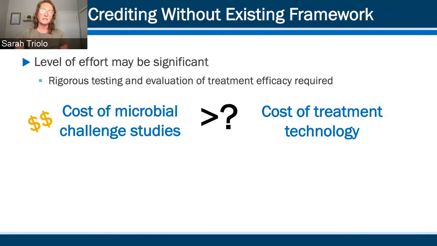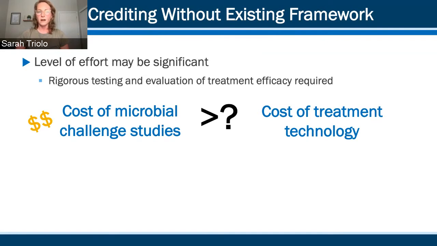But one of the things that we tell people is that it is likely to require a significant level of effort. This is kind of one of the main reasons why we rely on existing crediting frameworks in the first place, because it just streamlines the process. We're relying on information that's already been compiled. Lots of effort has already gone in there, so it makes it easier for everybody. But if you're interested in getting credit for a process, it is possible.